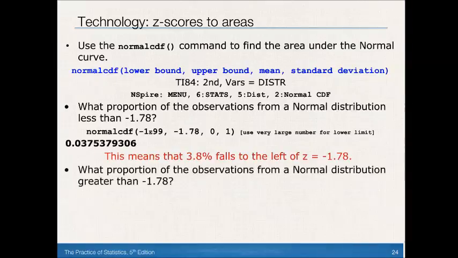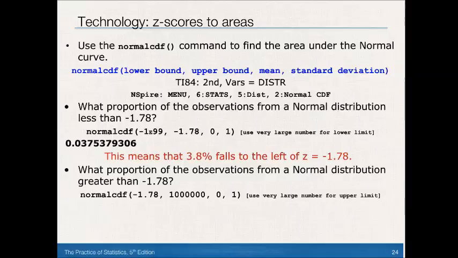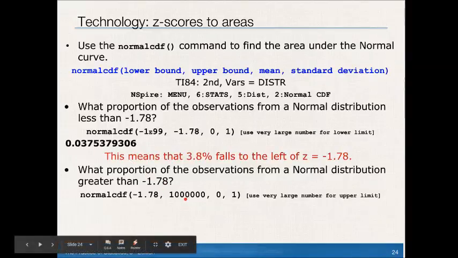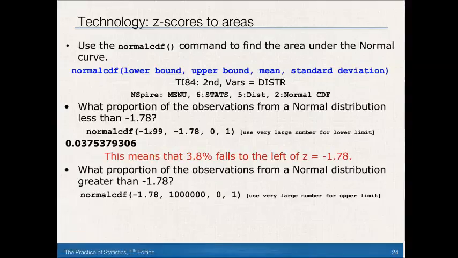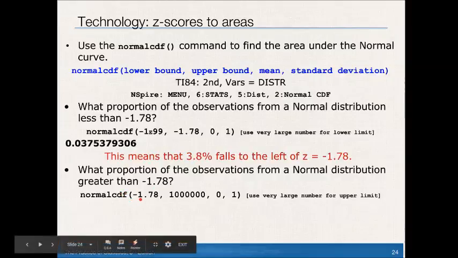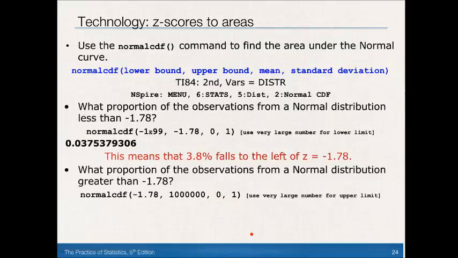What portion of the observations from the normal distribution are greater than negative 1.78? So this time, we're going to use a very large number for the upper boundary. Notice I just used a million, I think, which is probably too many, but anyway, it's very large. Now the lower boundary is negative 1.78, and the mean is 0, standard deviation of 1. You should have got 0.9624 and so on.